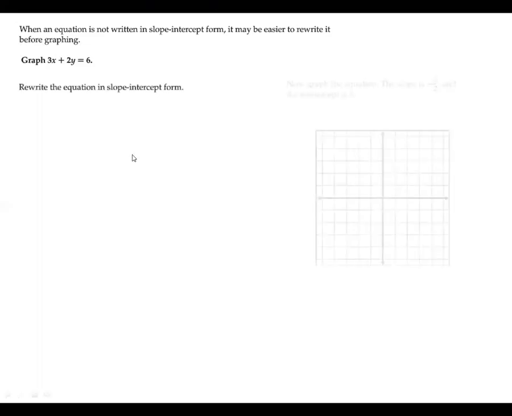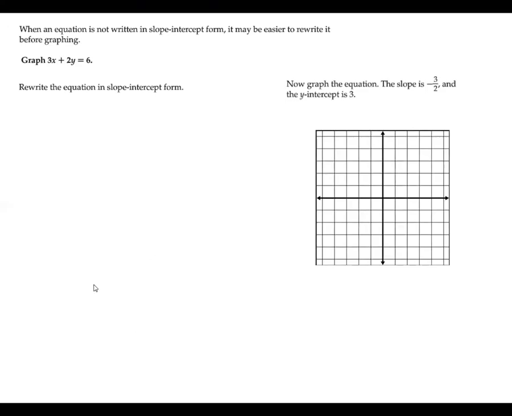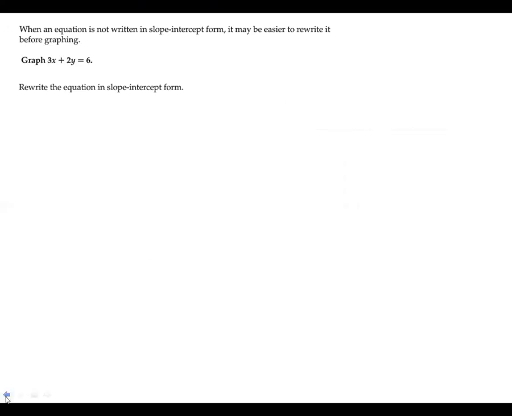All right? So write an equation. When an equation is not written in slope-intercept form, it may be easier to rewrite it before graphing. So if I want to graph 3x plus 2y equals 6, I want to first rewrite the equation in slope-intercept form. So how we do that is you take the original equation and just solve it for y. In other words, get y by itself. So first thing you'd have to get rid of is the 3x.